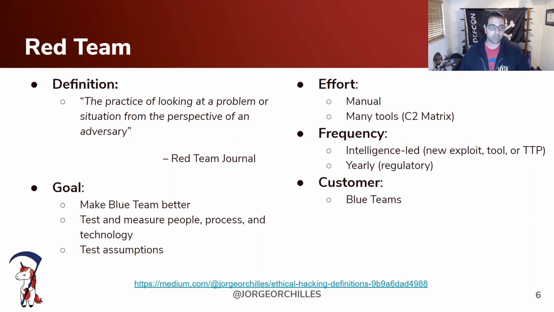In this case, we're going to talk about adversary emulation, but we want to differentiate the whole red team from pen testing. For example, in a pen test, you're generally finding and attacking preventive controls, the lack of patching, or maybe you found a vulnerability that the vendor doesn't know about. In red teaming, our goals are different. Our goals are to make the blue team better, to train, to test and measure people, process, and technology, and to test assumptions.